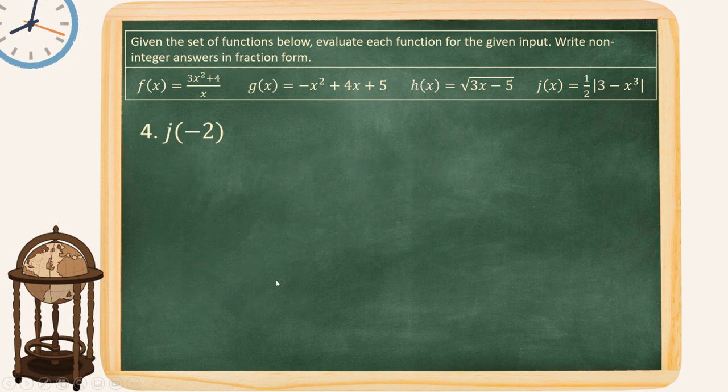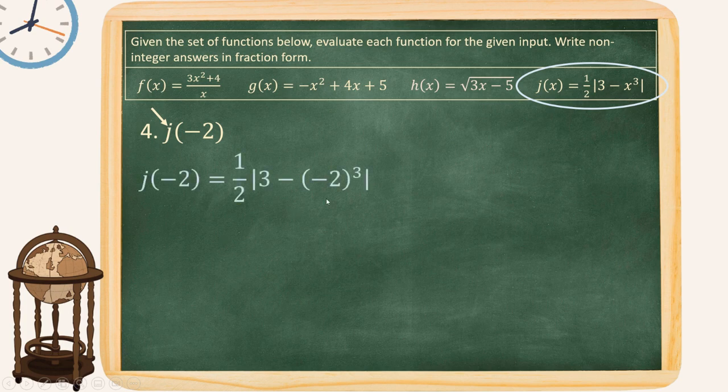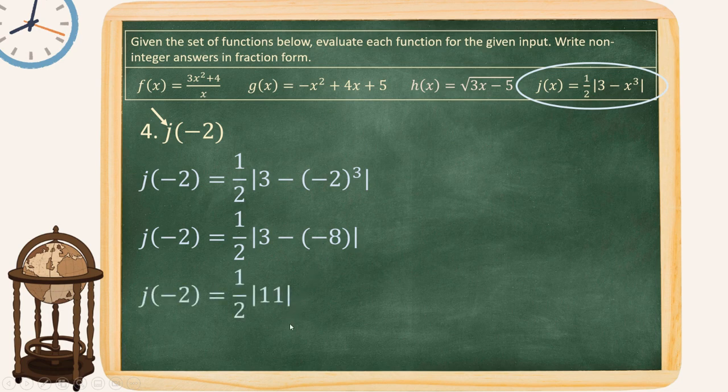Number 4, we're finding j of -2. So go to the j function, and everywhere there's an x, we put a blank set of parentheses, and then in the parentheses, we put -2. The absolute value sign acts as a grouping symbol first. So we've got to do everything inside the absolute value. We've got subtraction, and we have exponents. We'll evaluate exponents first. So -2 cubed gives us -8. 3 minus -8 gives us 11. And the absolute value of 11 is 11.